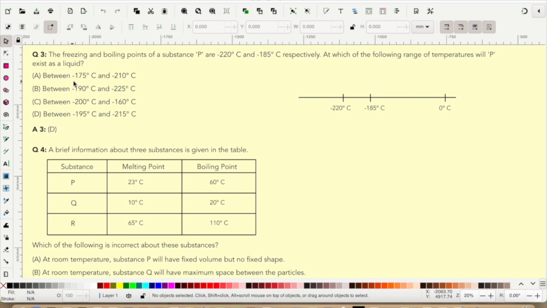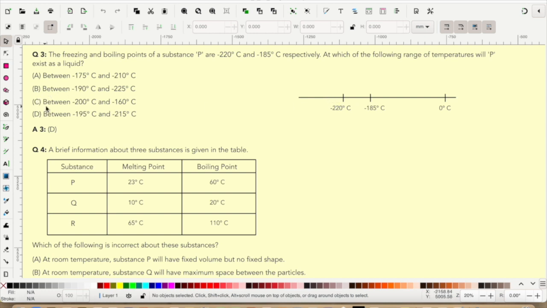First is between minus 175 degrees centigrade and minus 210 degrees centigrade. Minus 175 degrees centigrade will come to the right of minus 185 degrees centigrade, so it will be out of range. So this option is wrong. Second option, between minus 190 degrees centigrade and minus 225 degrees centigrade. Minus 190 will be within the range, but minus 225 will be left of minus 220 degrees centigrade, so it will be out of range. So this option is wrong.